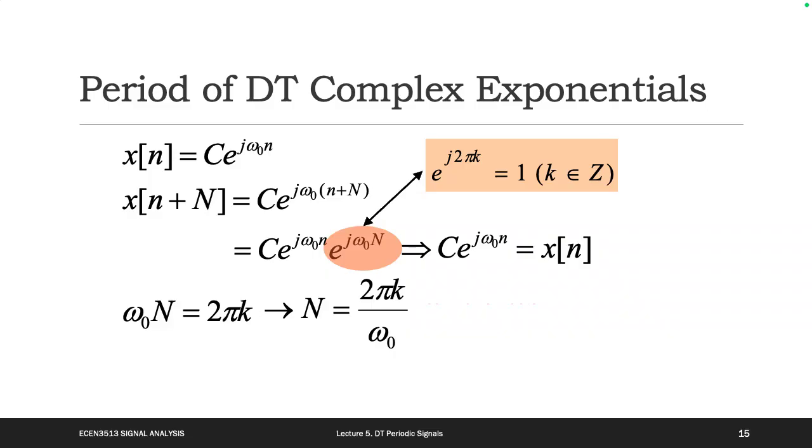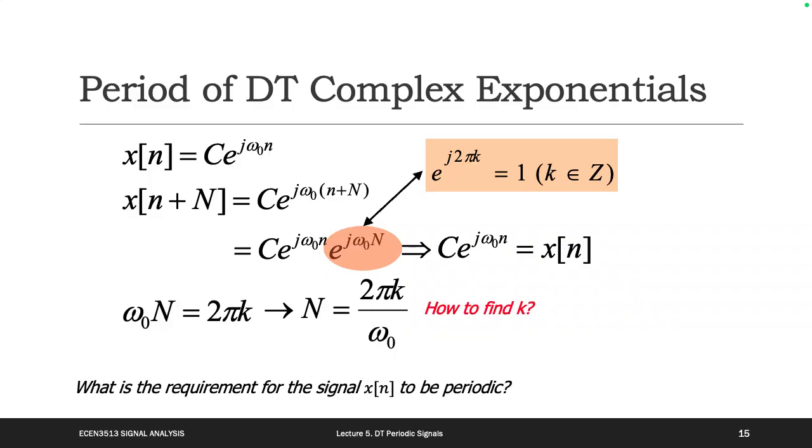So for this situation, what is the requirement for the signal to be periodic? If this is periodic, omega naught is a rational number times pi. That makes sense to you? It will be like pi, or a half pi, or 3 over 4 pi, anything, but it should be a rational number times pi. Otherwise you cannot find a proper capital N. Does it make sense to you?